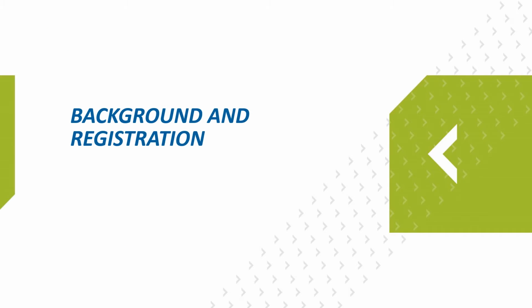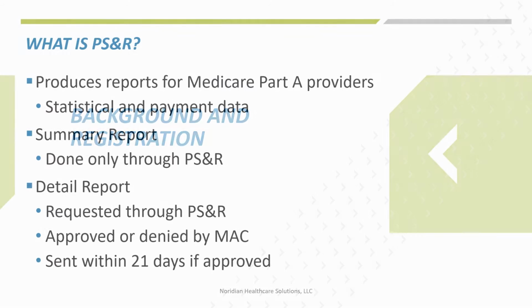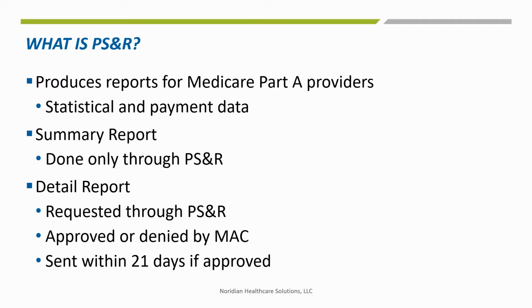We will first cover the background of and how to register for PS&R. The PS&R system produces a variety of reports for Medicare Part A providers. These reports accumulate statistical and payment data for hospitals, hospital complexes, skilled nursing facilities, hospices, end-stage renal disease facilities, comprehensive outpatient rehabilitation facilities, and home health agencies.